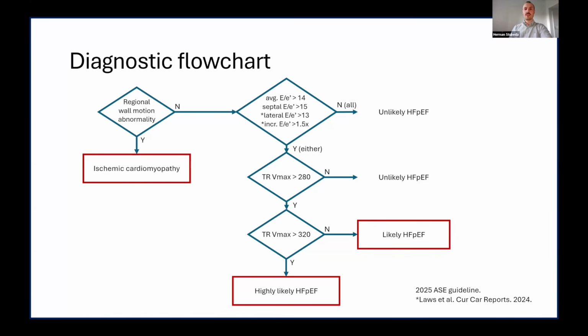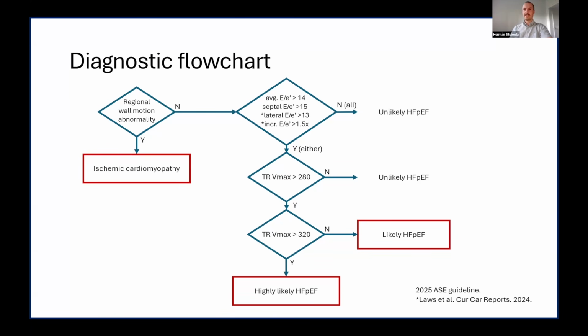So if the TRV max is below 2.8 meters per second, then it's unlikely that diastolic dysfunction is propagating through the pulmonary vasculature and driving increased RV systolic pressures. And so HFpEF is going to be unlikely. However, if TRV max is above 2.8 meters per second, then HFpEF becomes likely. And if it's even higher, above 3.2 meters per second, HFpEF becomes highly likely.